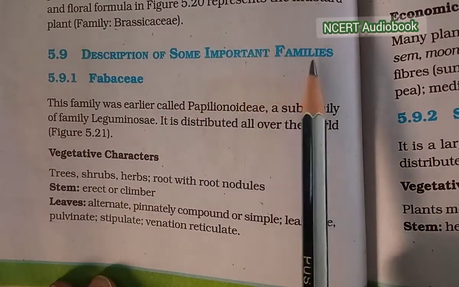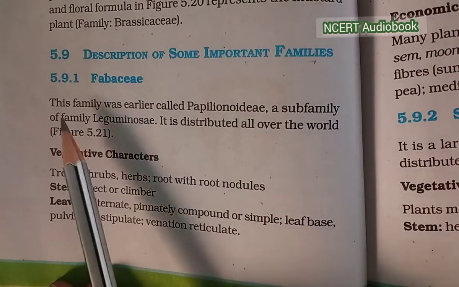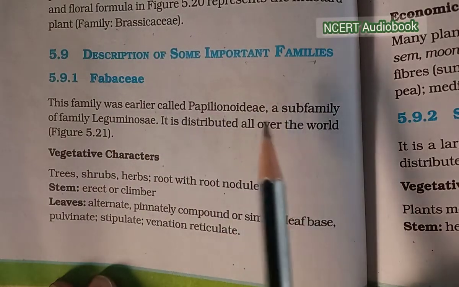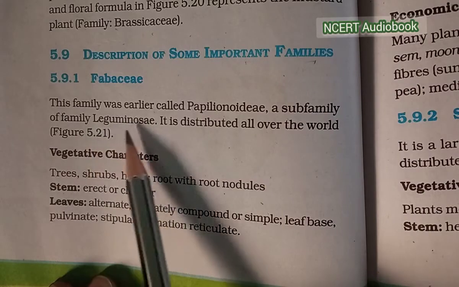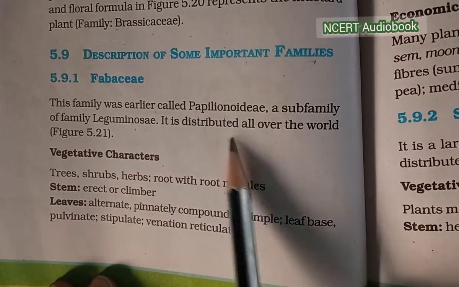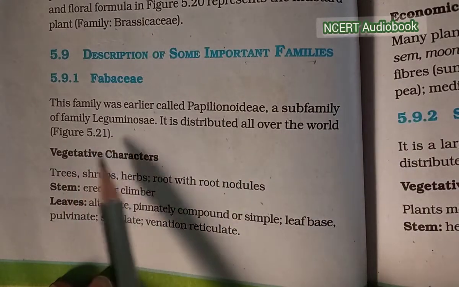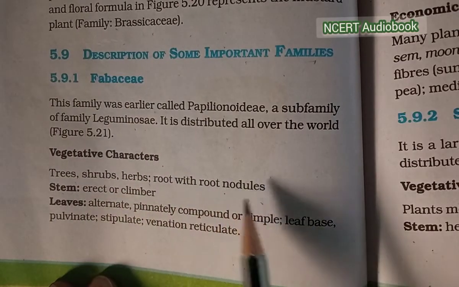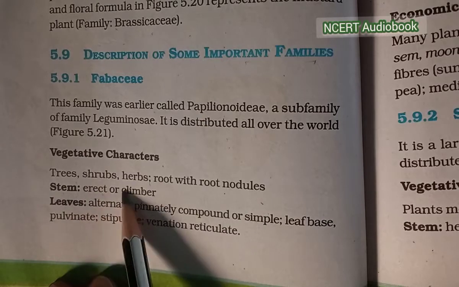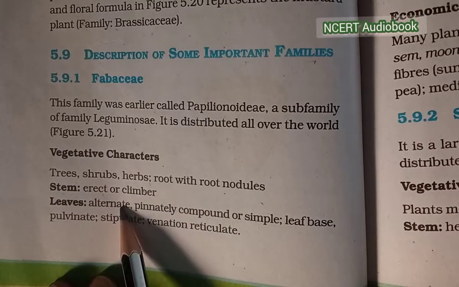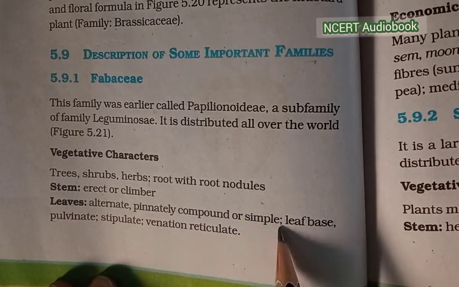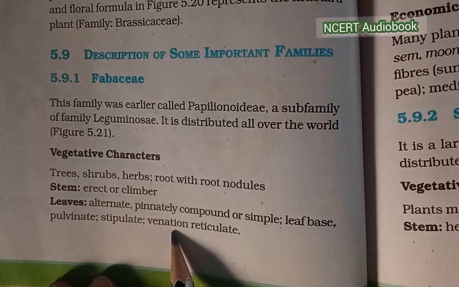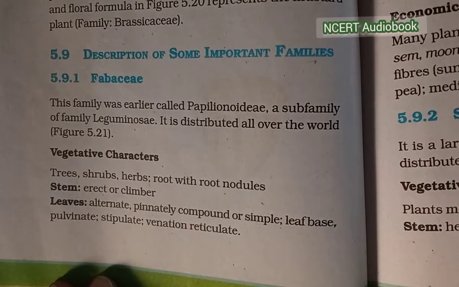Description of some important families. Fabaceae. This family was earlier called Papilionoideae, a subfamily of the family Leguminosae. It is distributed all over the world. Vegetative characters: tree, shrub, herb, root with root nodules. Stem erect or climber. Leaves alternate, pinnately compound or simple, leaf base pulvinate, stipulate, and venation reticulate.